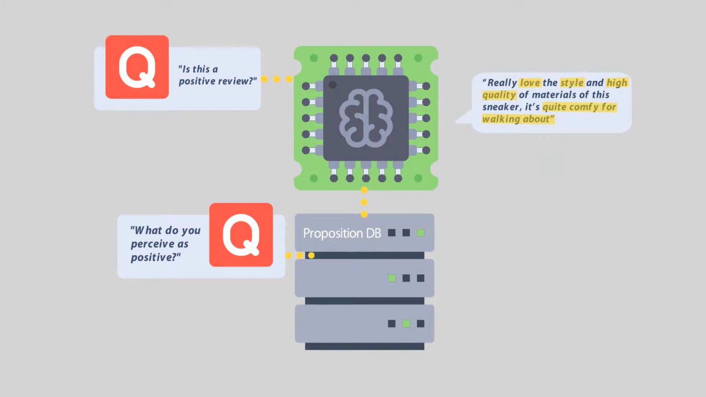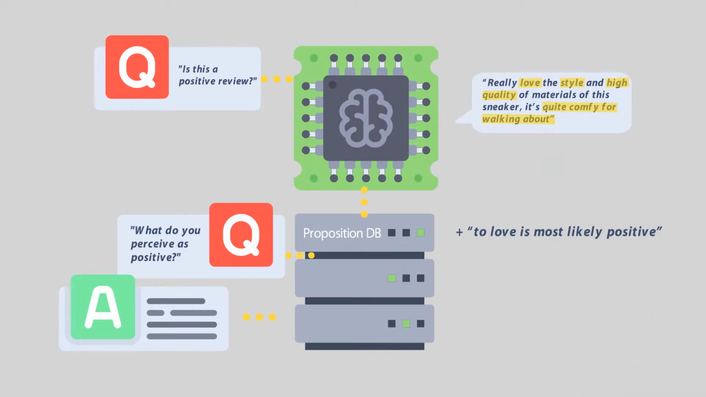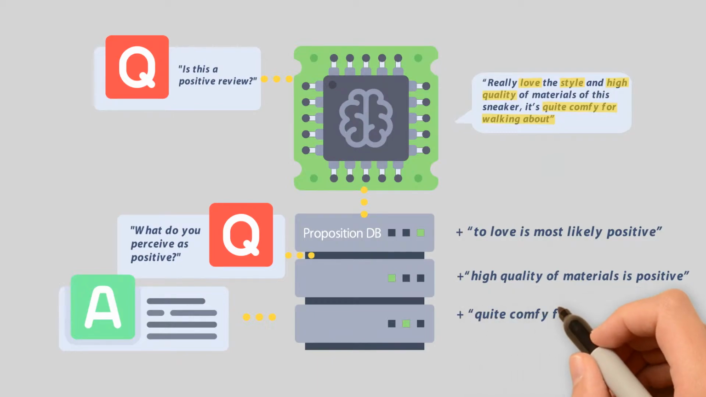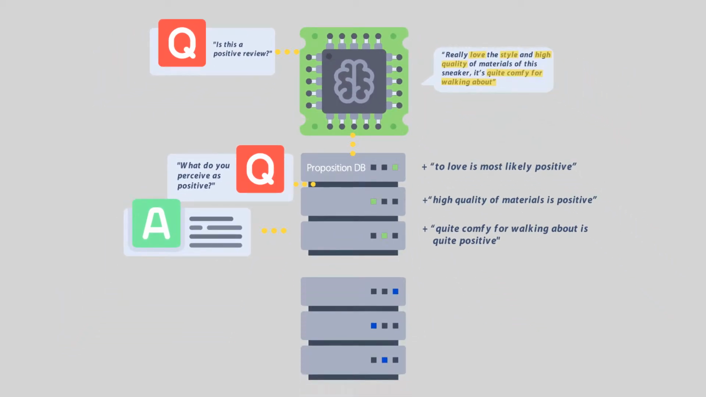In this case, some prepositions could be that to love is most likely positive, high quality of materials is positive, and quite comfy for walking about is quite positive. The meaning of the words used in these prepositions is provided by a second explanatory database, which is similar to an ontology. So, the prepositions help the system to precisely understand the question and narrow down the answers. This is possible because the meaning of the prepositions themselves is precise.